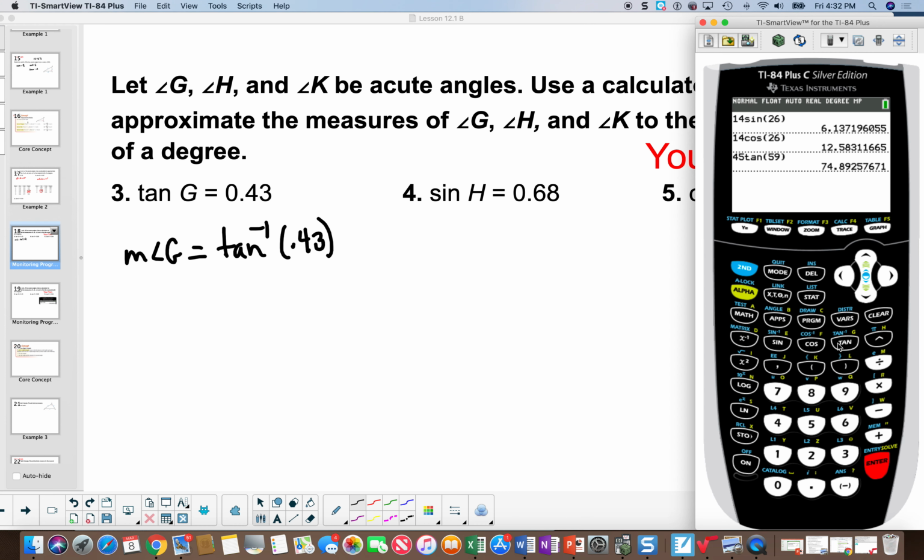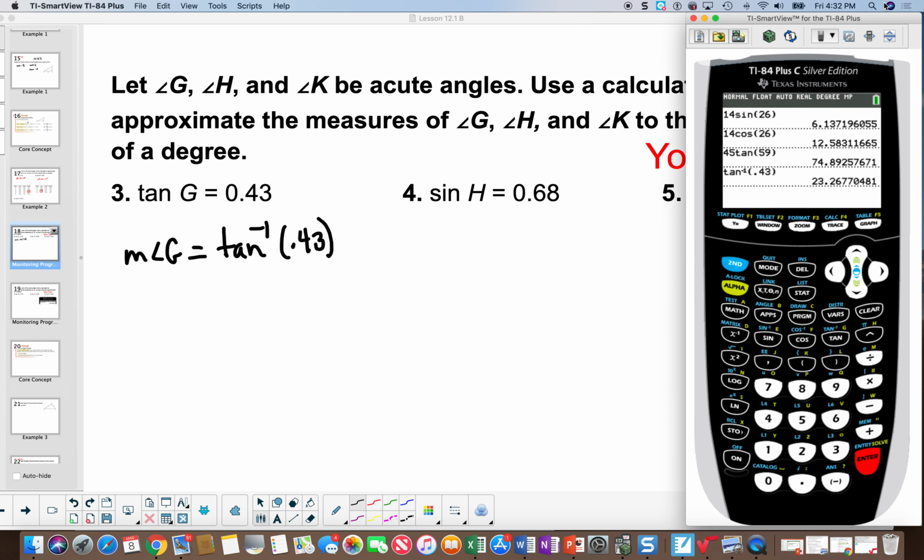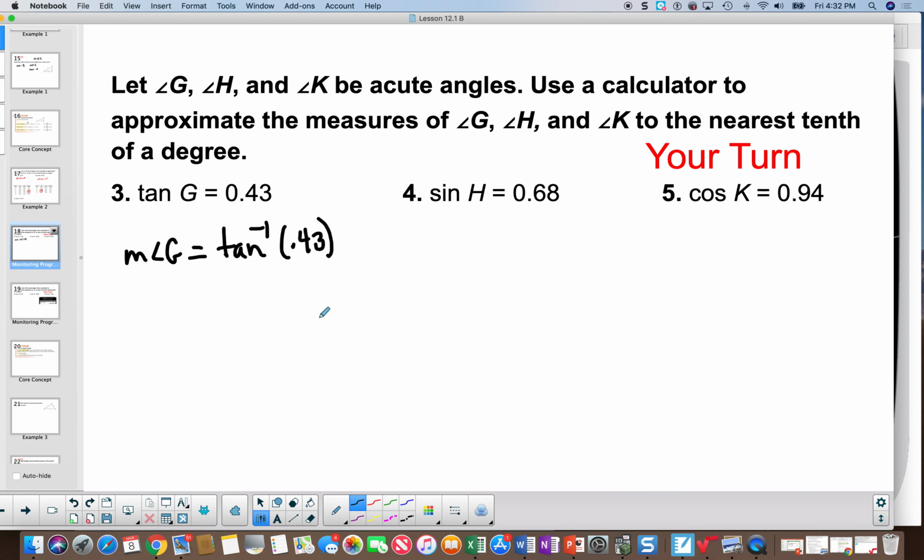And the tan inverses are above these trig functions, so you have to press second, tangent, and then we're going to put 0.43, and instead of going to a table, the calculator will actually give us a lot more accurate answer. So the answer, and they want us to do it to the nearest 1/10 of a degree, so it's going to be 23.3 degrees. So 23.3 degrees will be measure of angle G.